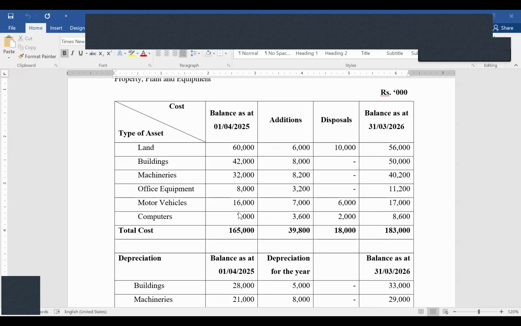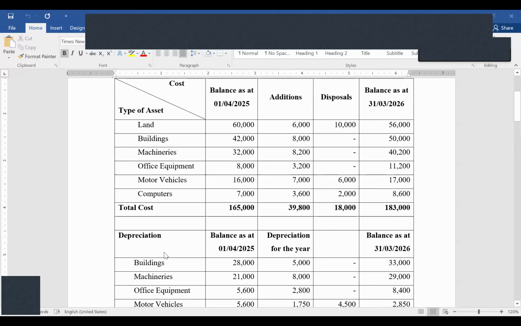Then computers are the same. 7 million of computers were there in the beginning. During the year of assessment, new additions were purchased. Then 2 million worth of computers were sold during the period. The balance is 8.6.